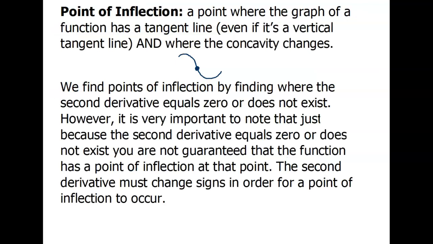A point of inflection is a point on the graph where a function has a tangent line, even if it's a vertical tangent line, and where the concavity changes. So we find points of inflection by finding where the second derivative equals 0. We find them where the second derivative equals 0 or does not exist.